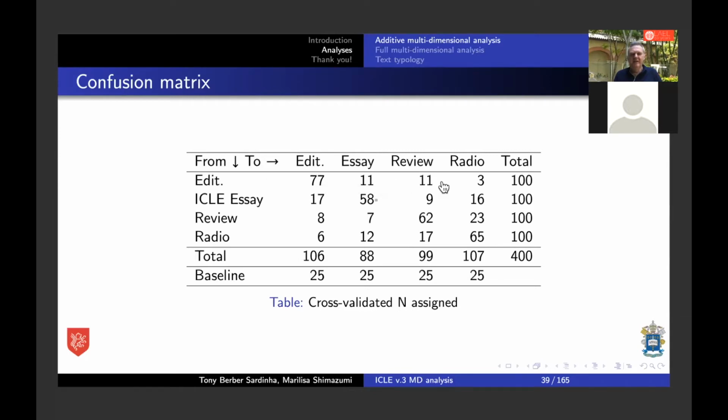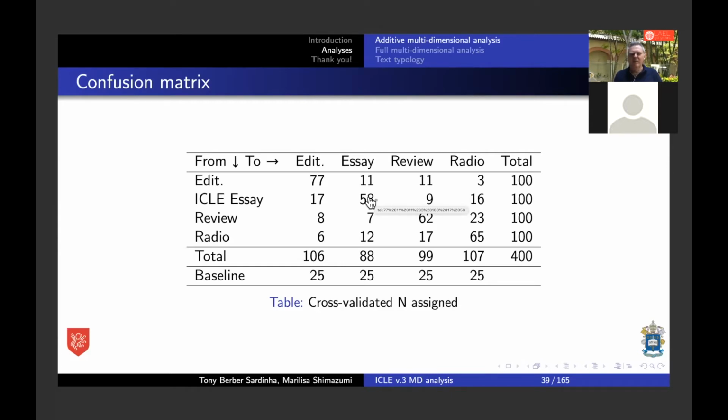And also 11 were classified as reviews and 3 as radio programs. So what you want to look at is this diagonal to see, first of all, how many were classified as their correct categories. So ICLE essays, 58% were classified as ICLE and nothing else. 62 for review and 65 for radio. So that means if you compare those, the ICLE essays are more, what might you call this?